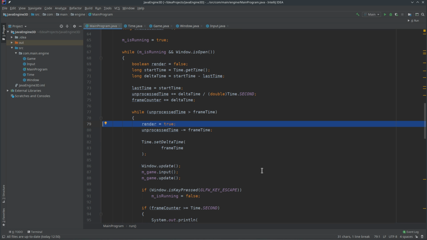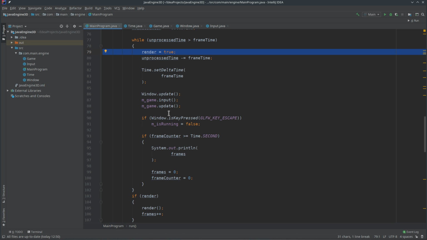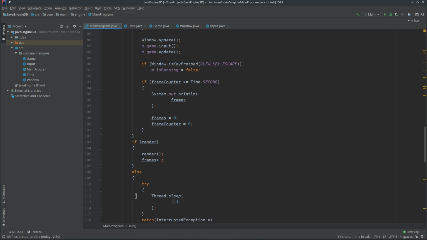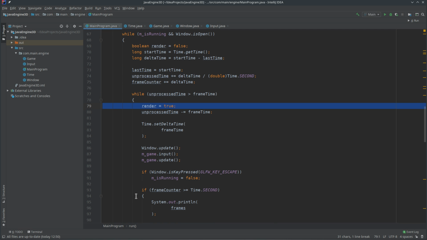My biggest worry about it is that line there, and it's the only thing I'm concerned about. You've got a render false. What happens if unprocessed time is greater than the frame time? Well, if it is, it jumps all the way down here to if render, and it doesn't render. Interesting. Else try thread sleep. Interesting. So frame time has to be as large as possible for it to work, and I think that's what this is relying on.